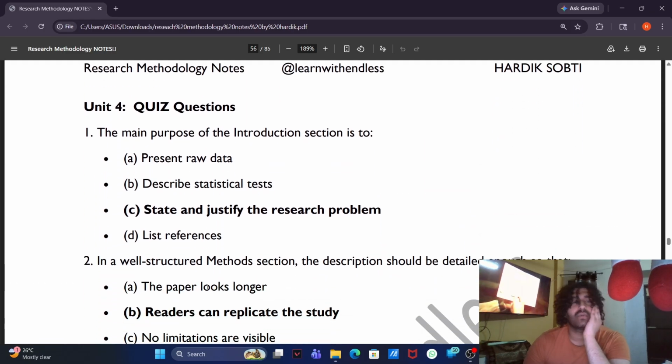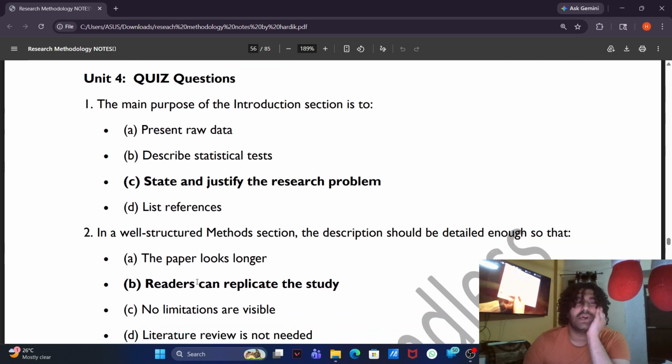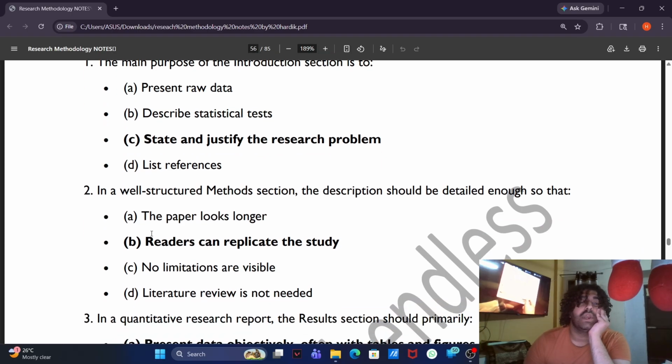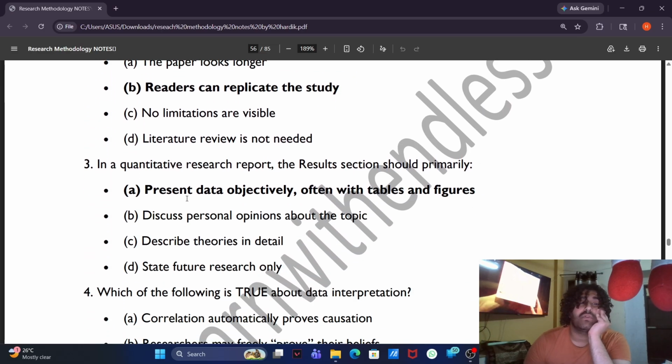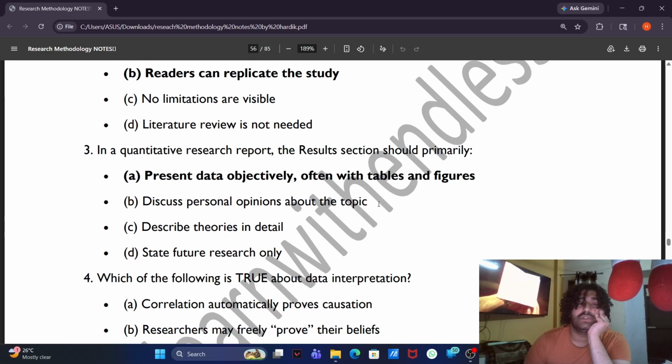Here is the quiz for you guys. I have already solved this. Let's go through them as a revision. The main purpose of the introduction section is to state and justify the research problem. In a well structured methods section, the description should be detailed enough so the readers can replicate the study. In a qualitative research report, the results section should primarily present data objectively, often with tables and figures.